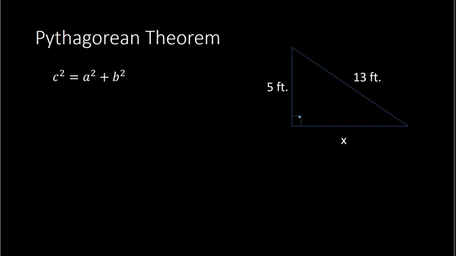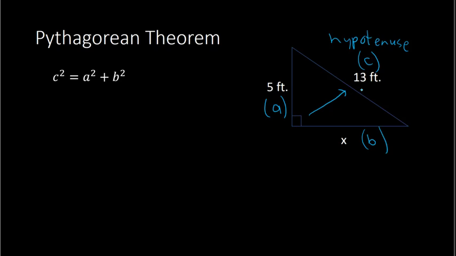Now remember that this here is your right angle, and the side across from that is called your hypotenuse. And the side across from the right angle in the formula is going to be our c value. Alright, and then the legs, the 5 and the x, can be our a and b. It doesn't matter which one is a and which one is b, we get the same answer. So if we want, we can let the 5 be a, and then the x be our b. So just plug the numbers in.